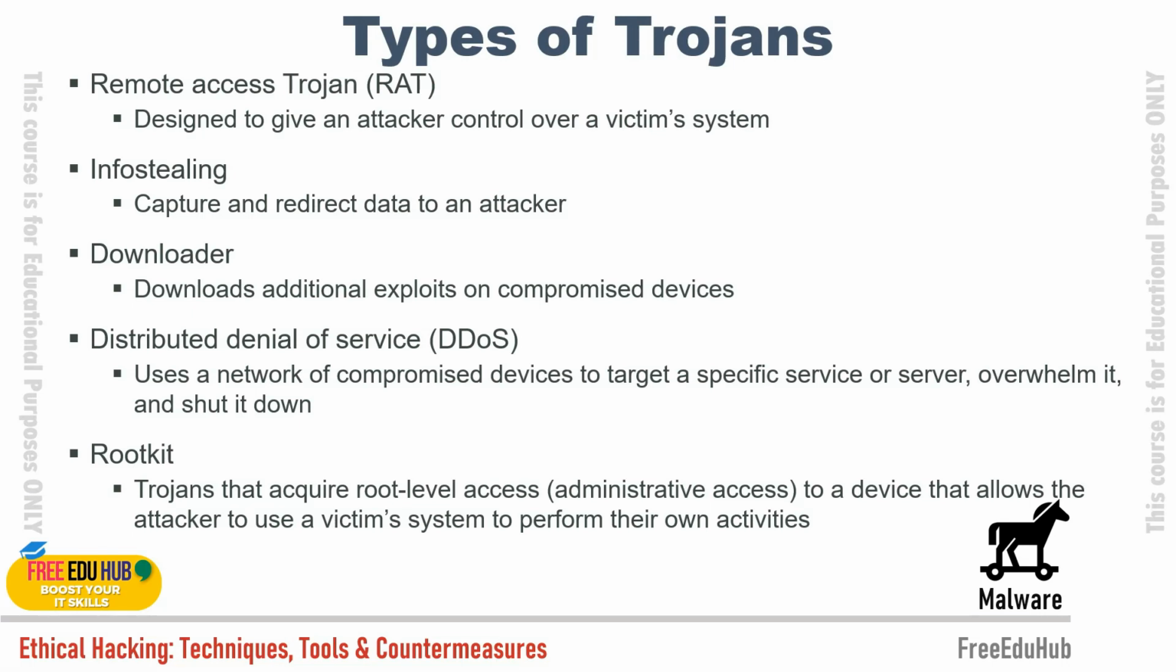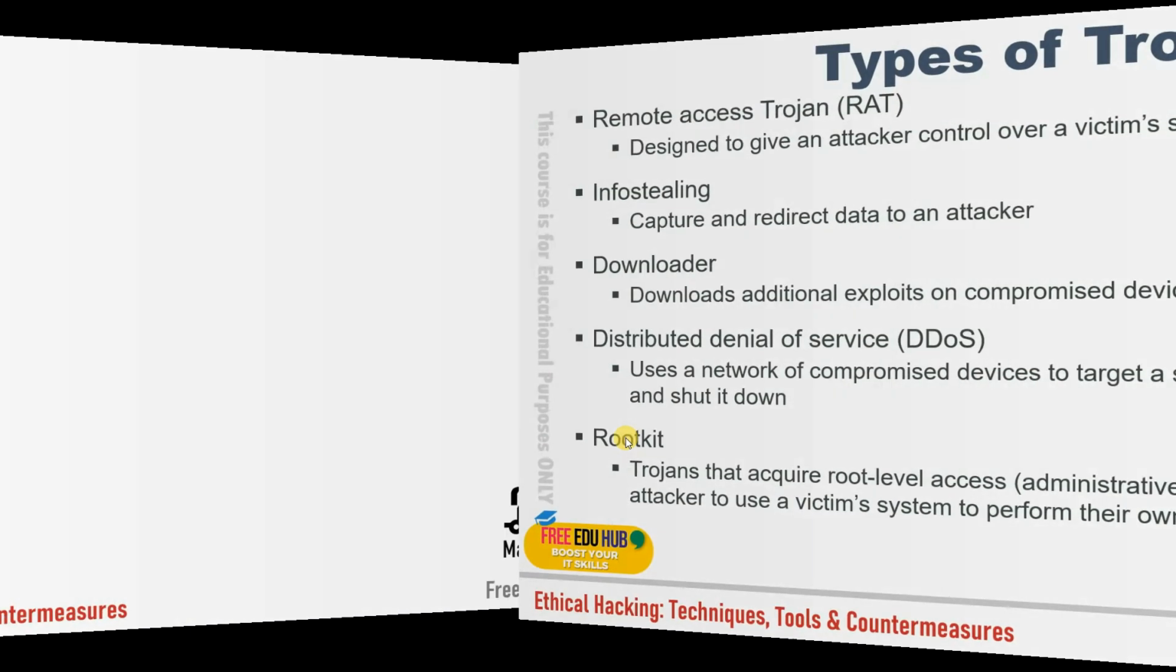Then we have downloader. It downloads additional exploits on compromised devices. Then we have distributed denial of service, which uses a network of compromised devices to target a specific service or server, overwhelm it, or shut down the services. Rootkits are the Trojans that acquire root access, for example, administrative access. In Linux, we call it root access. On Windows, we call it administrative access to a device, which allows the attacker to use the victim system to perform certain operations. Now we'll see what the uses of a Trojan are.